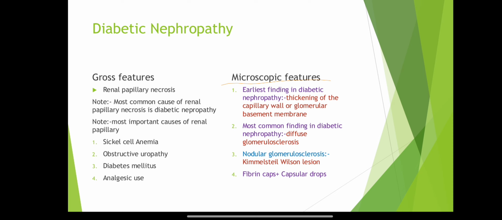In the gross features we have to know a very important feature, that is renal papillary necrosis. The most common finding in diabetic nephropathy is renal papillary necrosis. Now there are other disorders in which you can see renal papillary necrosis. We have to know them, because questions are also asked on the causes of renal papillary necrosis, and five options are given. You have to choose among them.